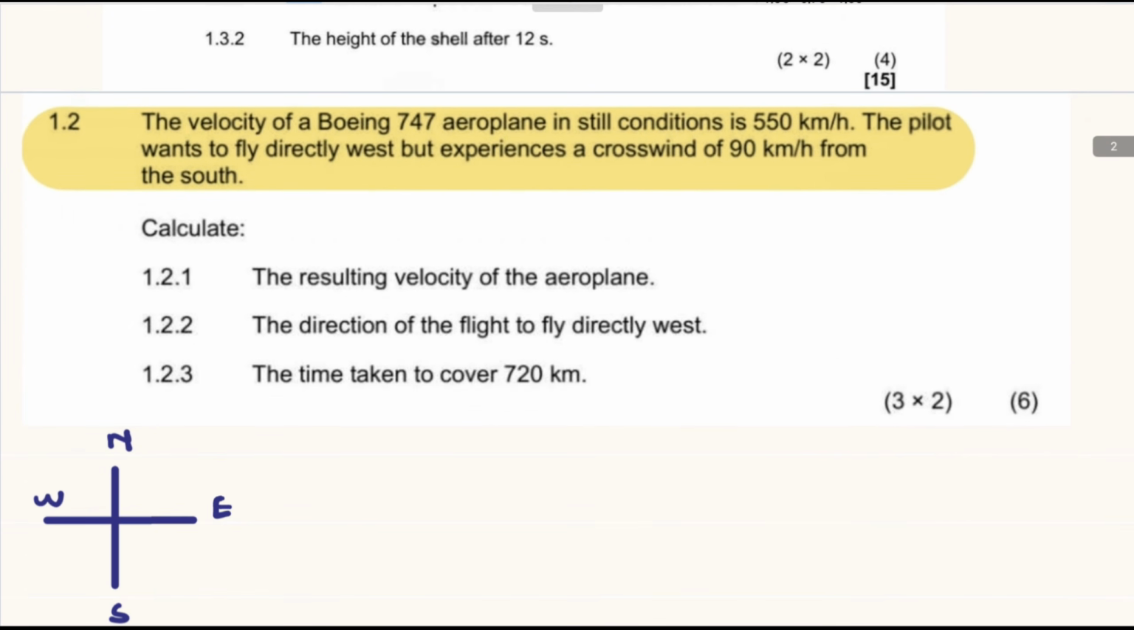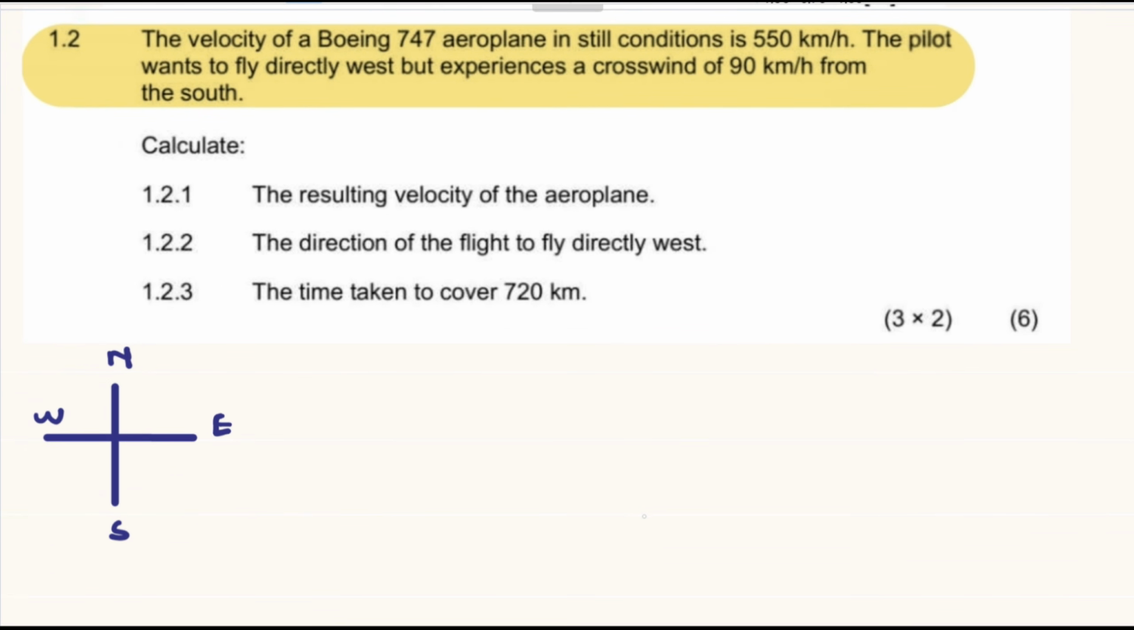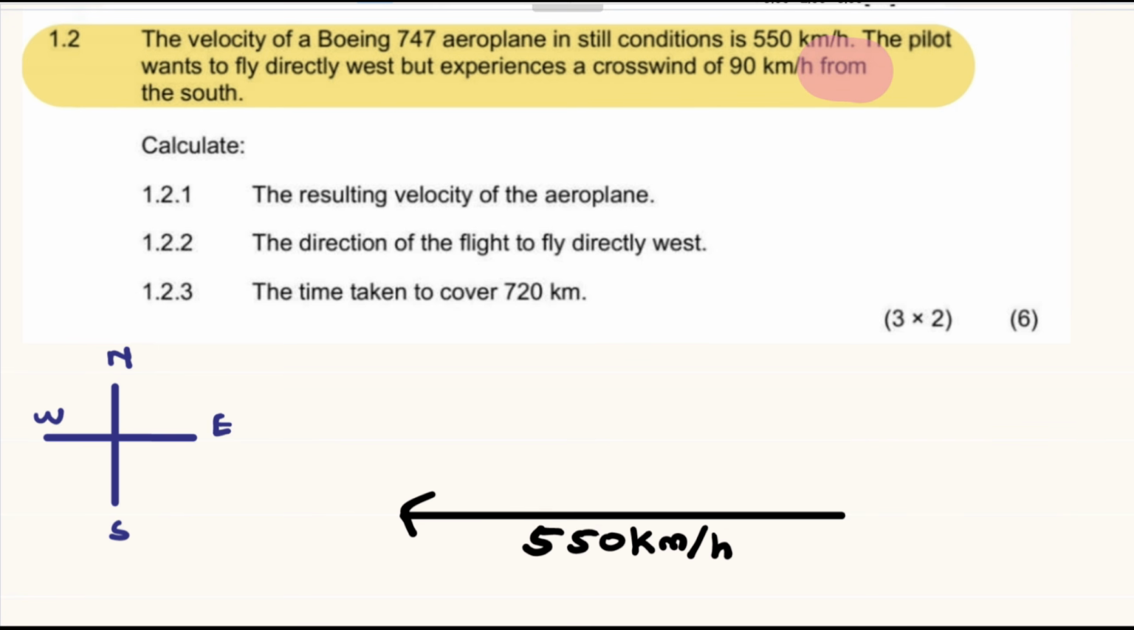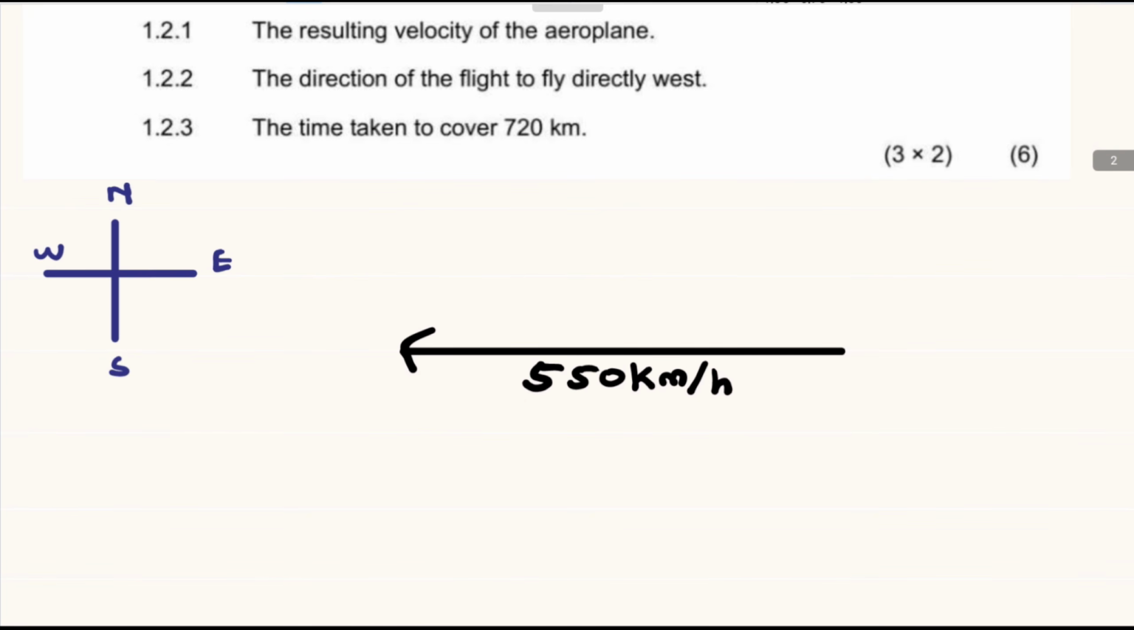We are told that the aeroplane wants to fly directly west at 550 kilometers per hour. But then the crosswind, the wind is from the south, so it's going north. So it's from the south going north at 90 kilometers per hour. And this is our wind. We denote it by the letter W, and the aeroplane by the letter A.